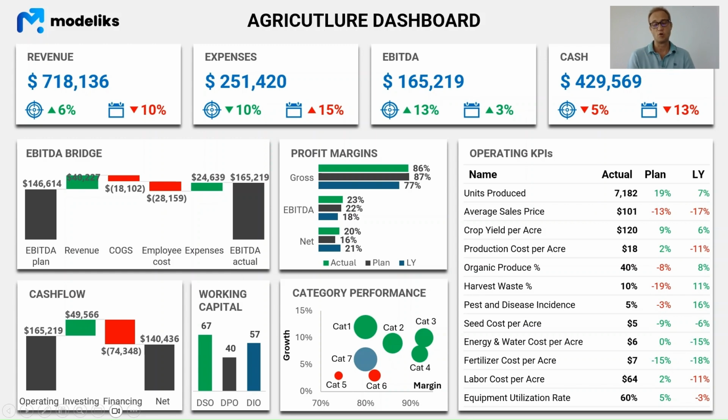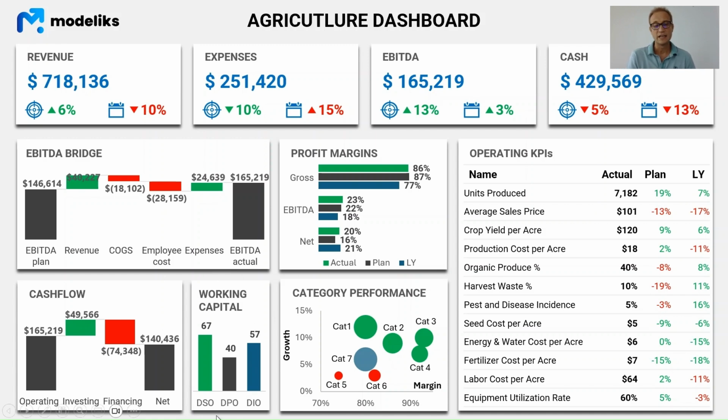Number one, DSO, and this is days sales outstanding. This tells us how many days it takes us to collect the money from our customers from the time when we sell them the product. So it takes us 67 days from the time we sell a product to collect the actual cash from our customers. This sounds a little bit too long. Maybe there is some room for improvement.